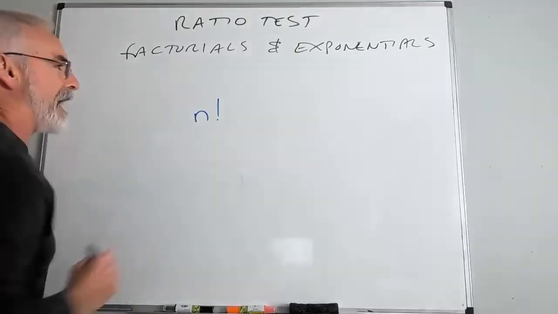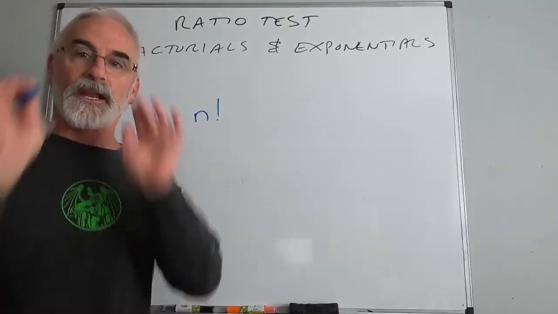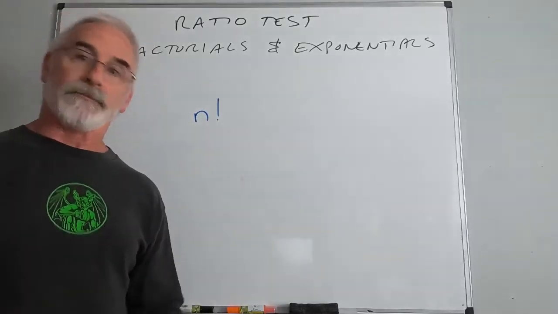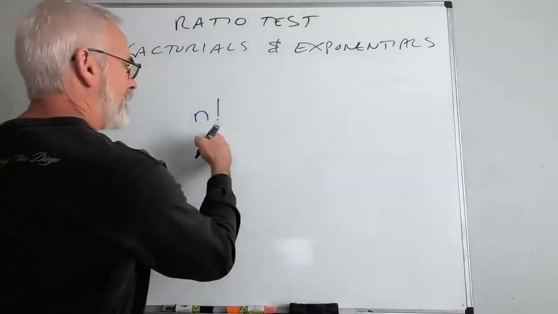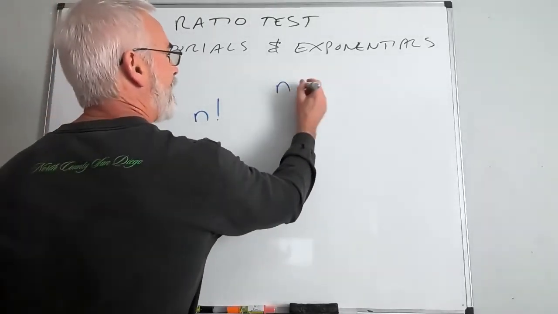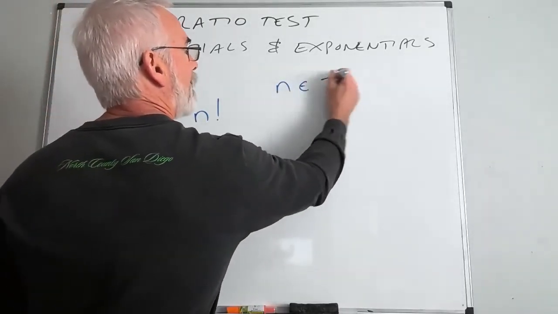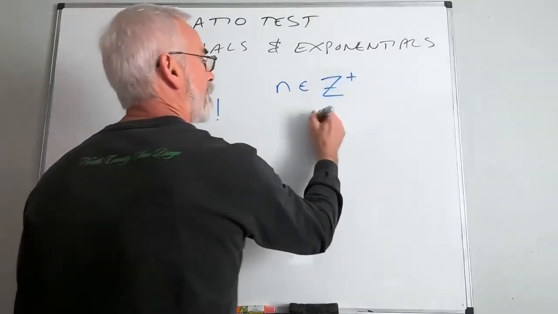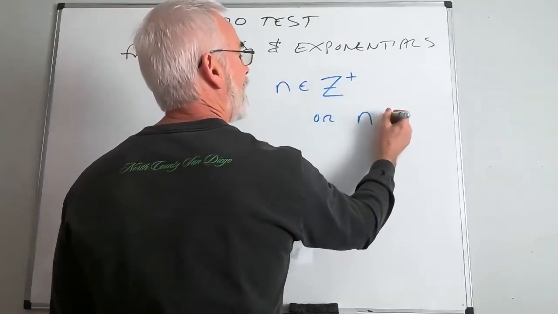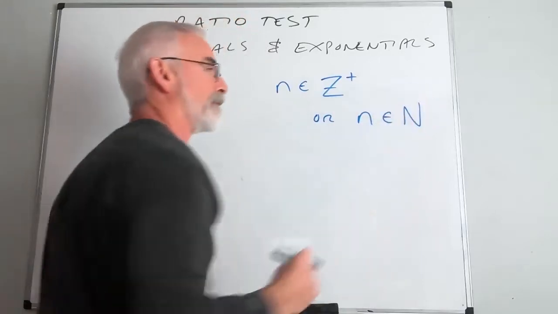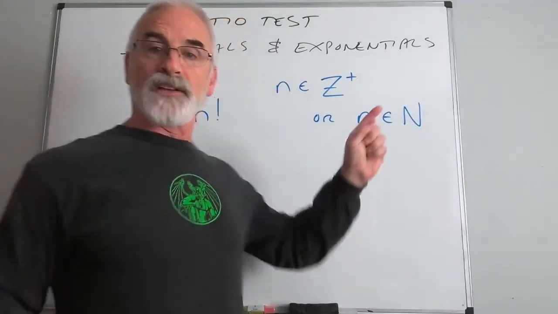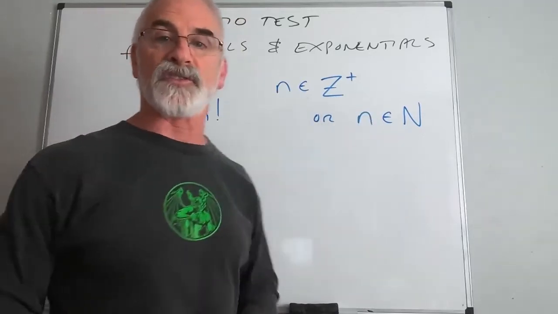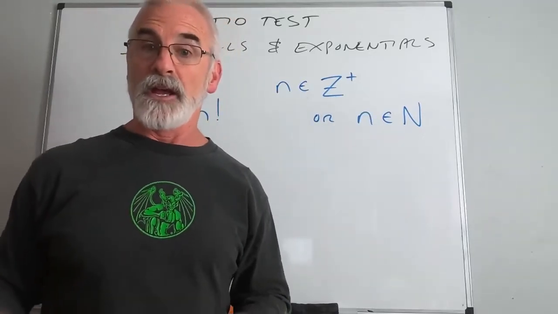So when I write that, of course, I'm saying n. Well, no, that's n factorial. Sorry, I had to throw that in there. N factorial. So the first thing is n has to be an element of z plus, which is the same as saying n is an element of the natural numbers. Those are called the counting numbers, 1, 2, 3, 4, 5. So z plus is the positive integers, which is the same as the natural numbers.